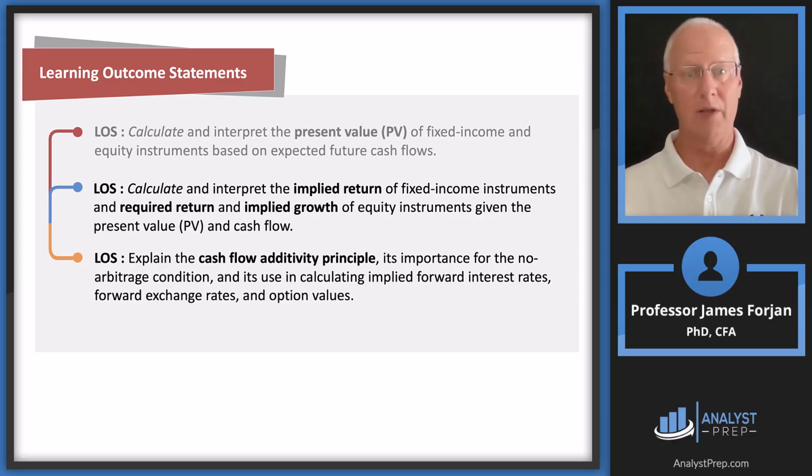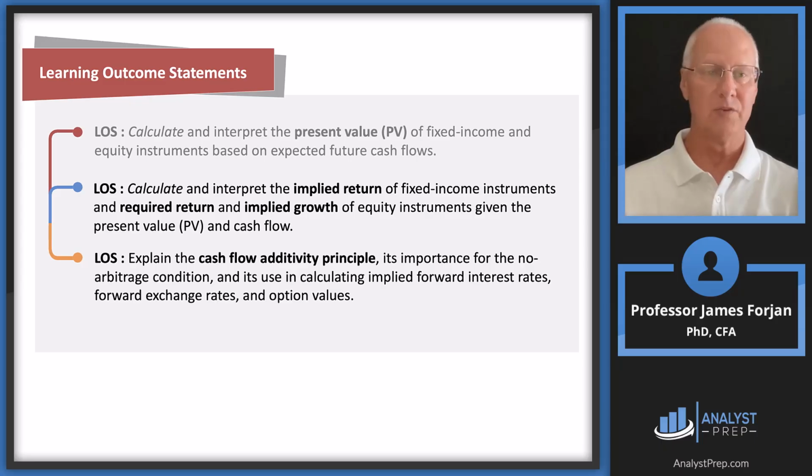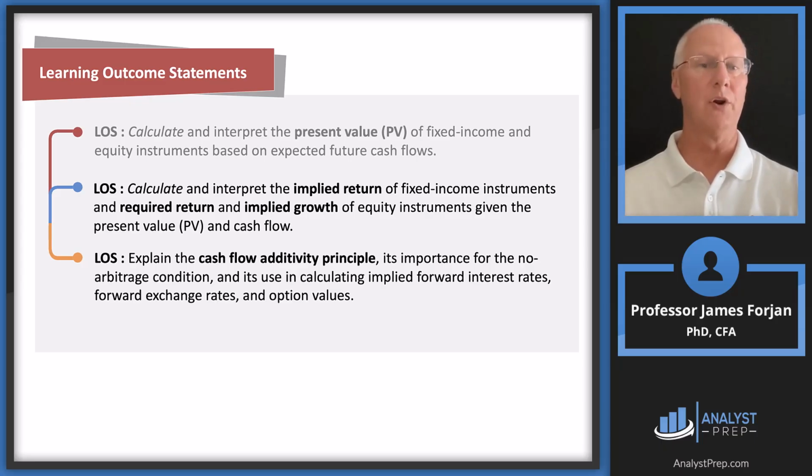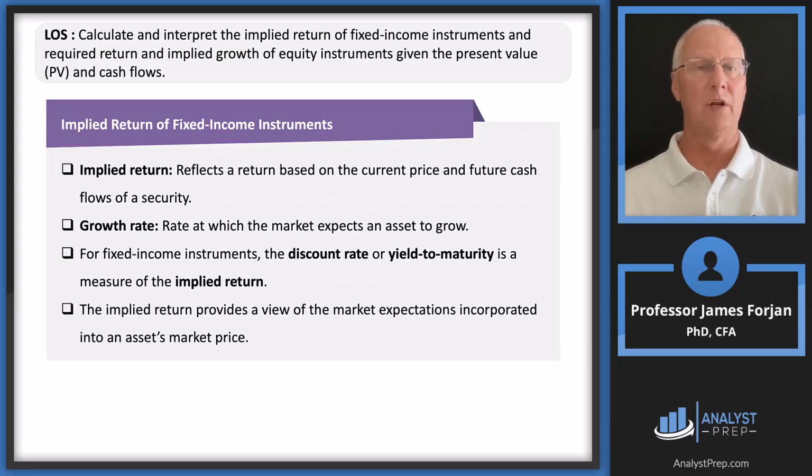Well, in the second LOS, we're going to use the same models that we just did, but we're going to solve for the interest rate. The Institute calls that an implied return. And then in the last LOS, we're going to talk about forward contracts and option contracts. And that'll be a really good way to end this beginning series of learning modules.